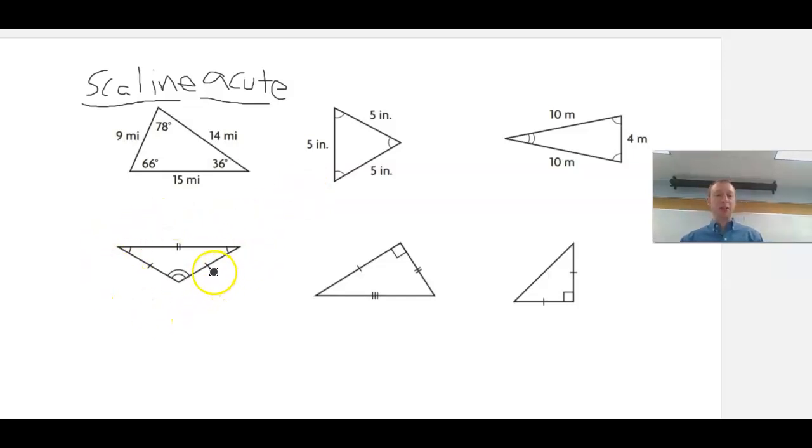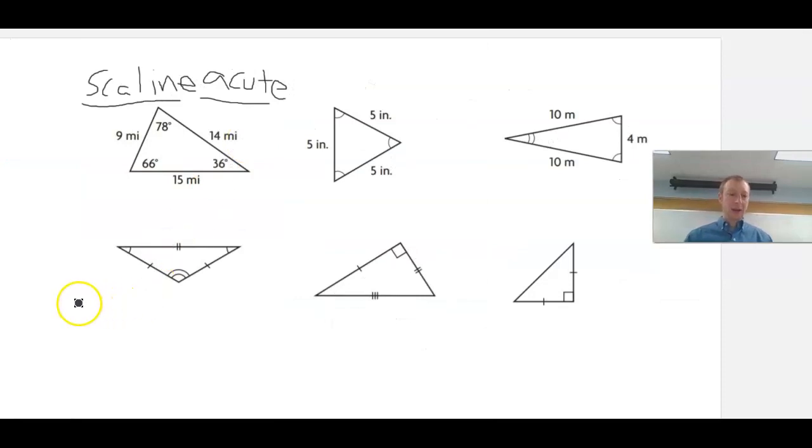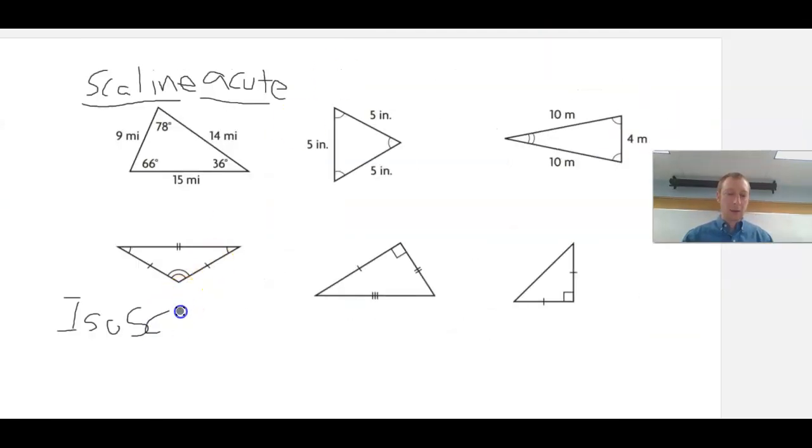All right. How about this one down here? Now there's no numbers, but I do have markings, right? So what do these markings tell me? I've got one line here and one line here. So that means that these 2 lines are equal, right? But this one's different. What's it called when we have 2 congruent sides? Let's look back at the previous page. When we have 2 congruent sides, that's an isosceles triangle, right? So that means this one is, how do you spell isosceles? I-S-O-S-C-E-L-E-S. So this is an isosceles triangle.